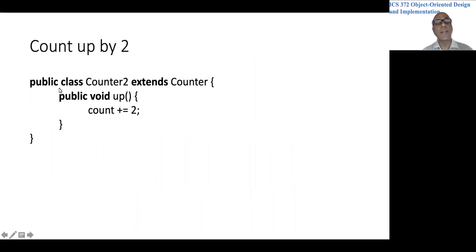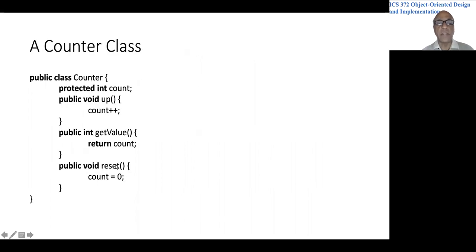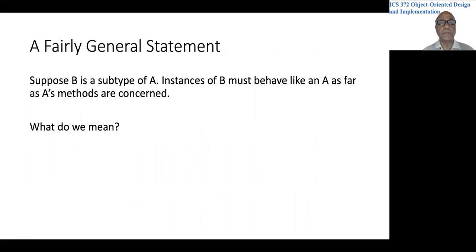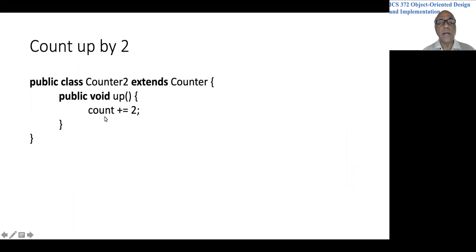All right, so we have a class counter and a client that uses this. Now, suppose we have a second class, counter2, that extends counter. So if you look at this class, it has 3 methods. I'm keeping these 2 methods as before, get value and reset, but up I am changing. In up, I increment count by 2 as opposed to 1 for whatever reason. So this counts up by 2.